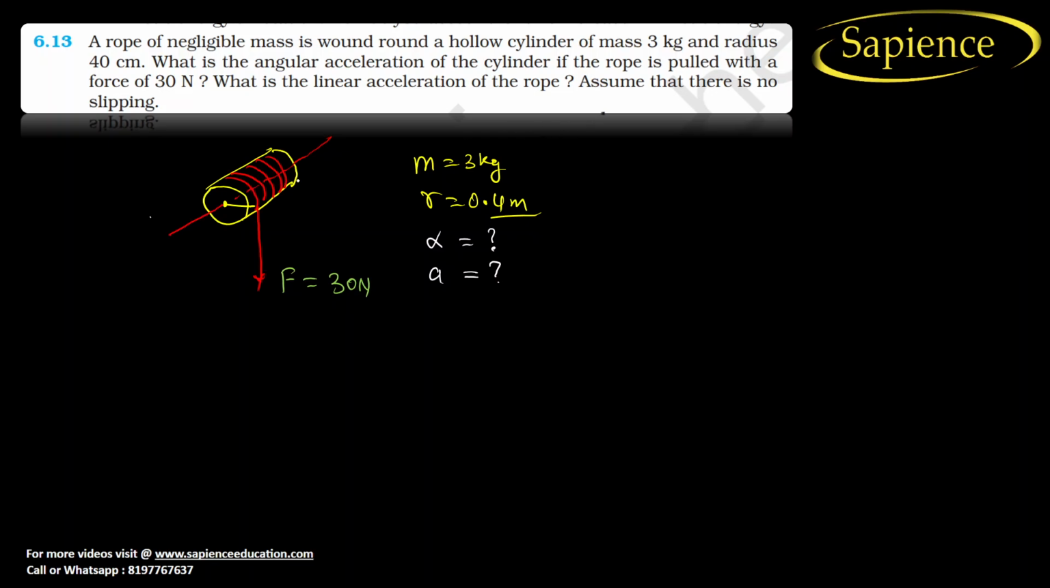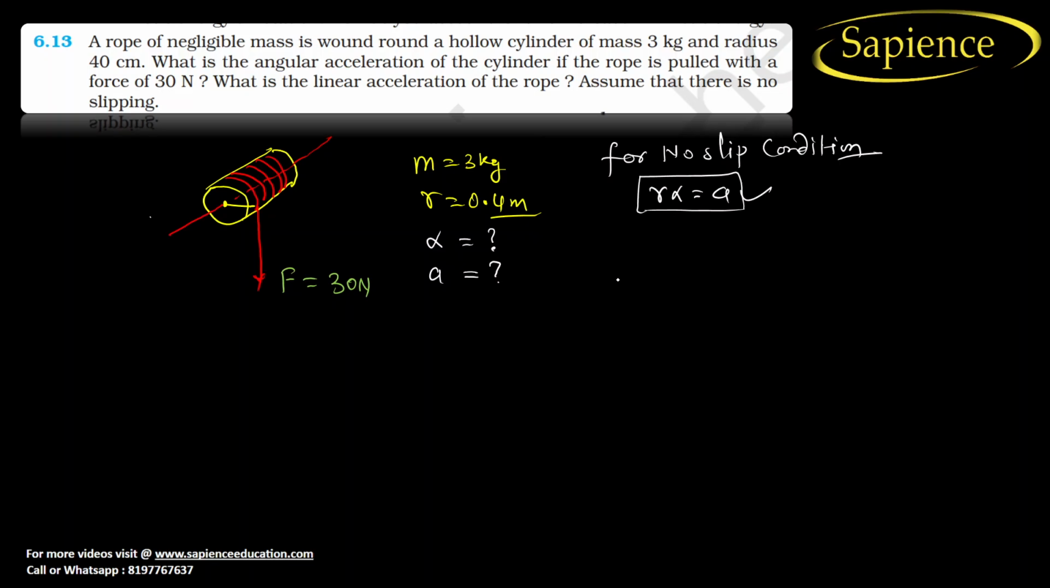Now as we know that it is a no slip condition, assuming that there is no slip, so what will happen? For no slip condition, r into alpha is equal to linear acceleration. Okay, so for finding acceleration, we need to find alpha, that is angular acceleration.